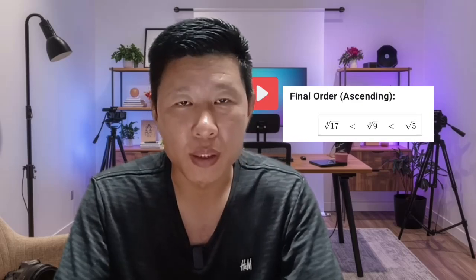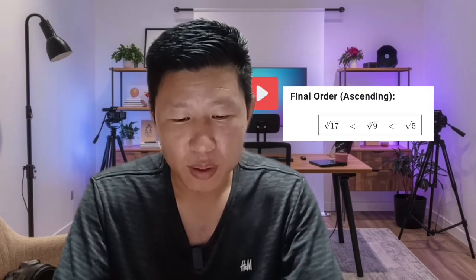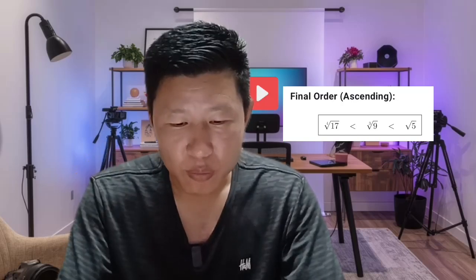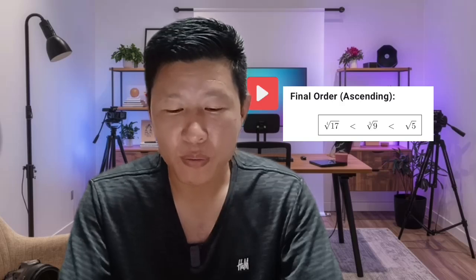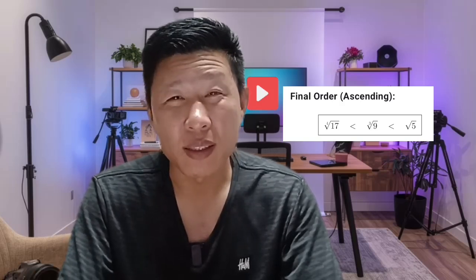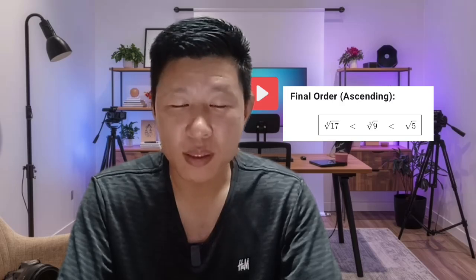Now, root of 5 is 2.236, and cube root of 9 gives you 2.080, and fourth root of 17 gives you 2.031. Now you can see that if I order, the least is fourth root of 17 and the greatest is root of 5. And this is how we write it: fourth root of 17 is less than cube root of 9 and cube root of 9 is less than root of 5. That's it. That's your answer.